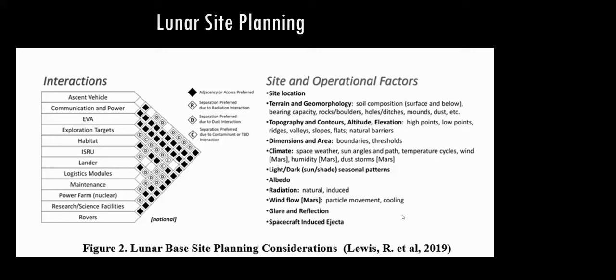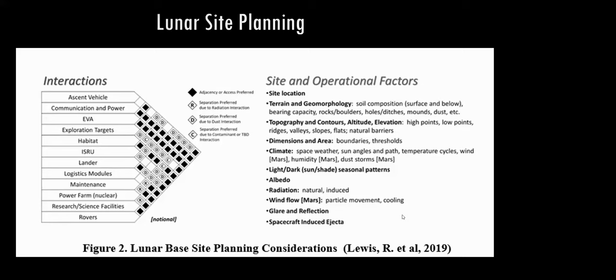There are many cases in human history where indigenous people have burrowed into mountains to make caves and things like that. So the terrain can help you. It can also help you with radiation shielding if you pick the right location. Topography and contours, altitude, elevation, dimensions and area, climate, the space weather, lightness and darkness. These shadows are moving all the time at the poles. Albedo, that's the reflection of light off of the lunar surface.